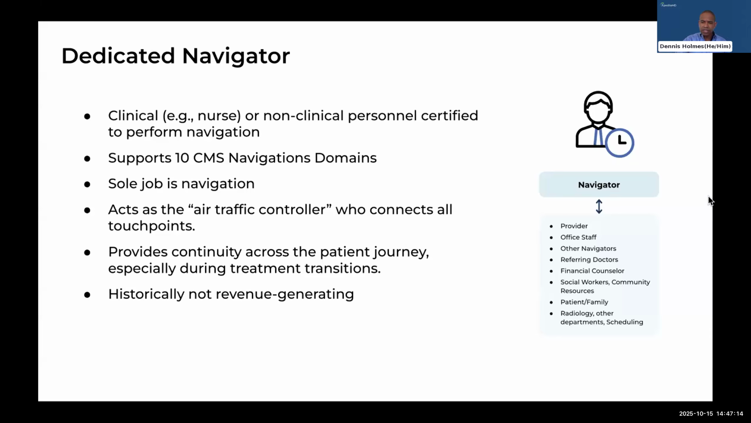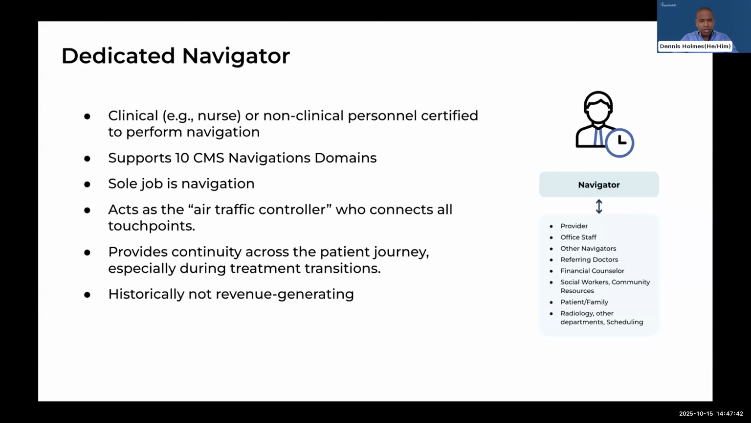So as you see at the right side of the slide, they're communicating with the provider, the office staff, the other navigators, referring docs, financial counselors, social workers, family, patients, and so forth. That's the role that they play. That's their dedicated job. And often physicians tend to think of it as sort of another person's job. The navigator does that, but you see how, and perhaps you're already learning, that's not necessarily how it needs to be or how it should be.